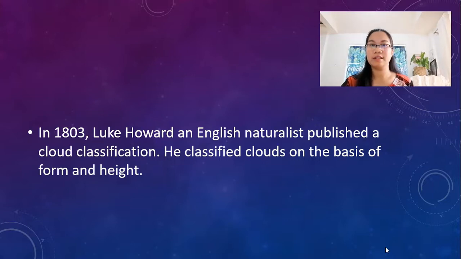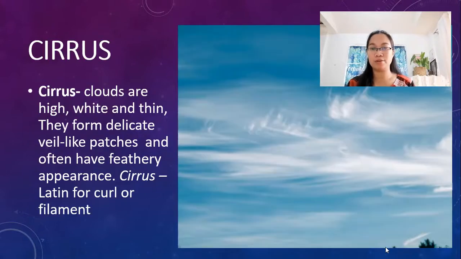Okay, so let's take a look at them one by one. The one who named this classification of clouds was Luke Howard, an English naturalist who published a cloud classification. He classified clouds on the basis of form and also on the basis of height.